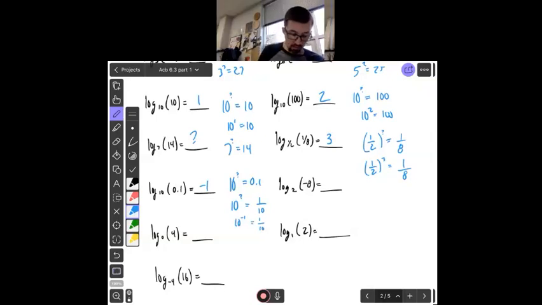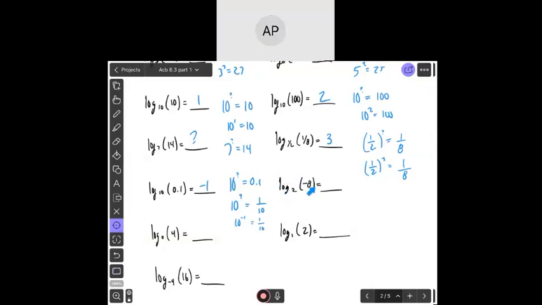Piper, read that for me. Log base 2 of -8. Thanks. Well, what's that mean? It's 2 to what power equals -8? 2 to the what power is -8? Okay. So what would that be, Piper?